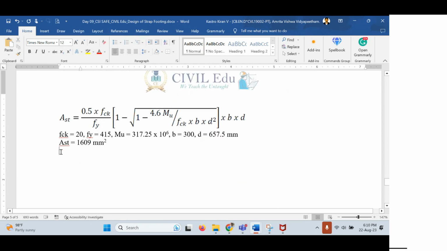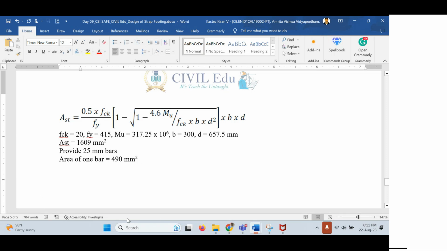Okay, let us provide that. So provide 25 mm bars, and with a cover of 30 mm. So let's say area of 1 bar equals pi by 4 into d square, where d is 25 mm. So pi by 4 into 25 square will give us 490 mm square. That's the area of one bar of 25 mm diameter.